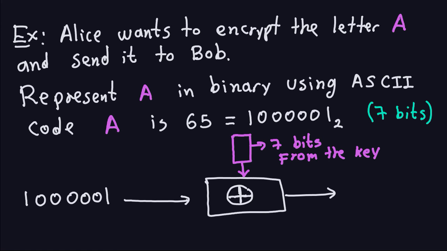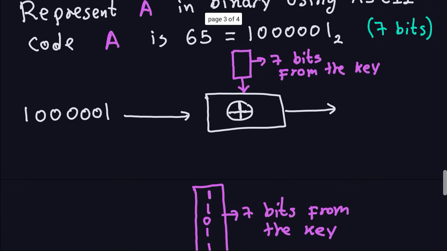So for the moment, just believe me that there is a standard process, or not very standard. Some implementations of stream ciphers will tell us how to choose the bits coming from the key, the same number of bits as the number of bits in the plain text. So I have to make some examples.